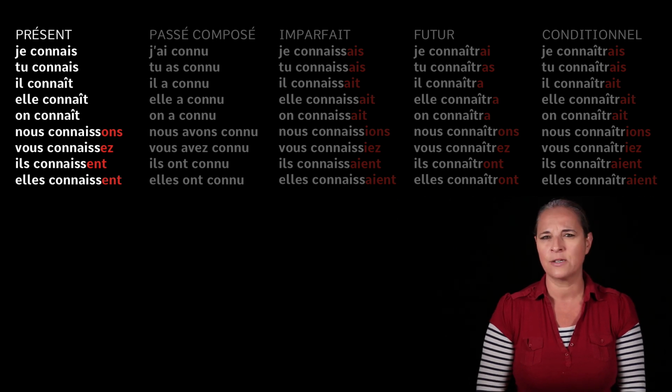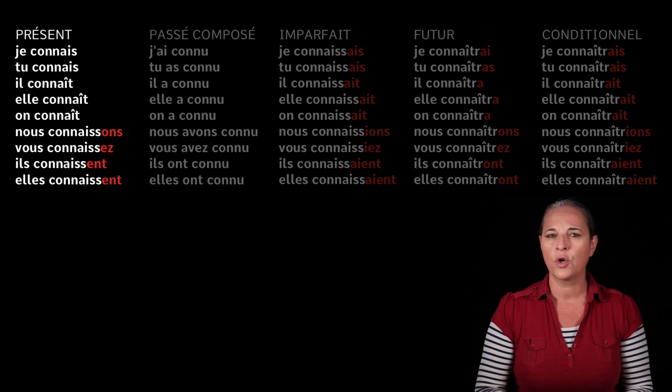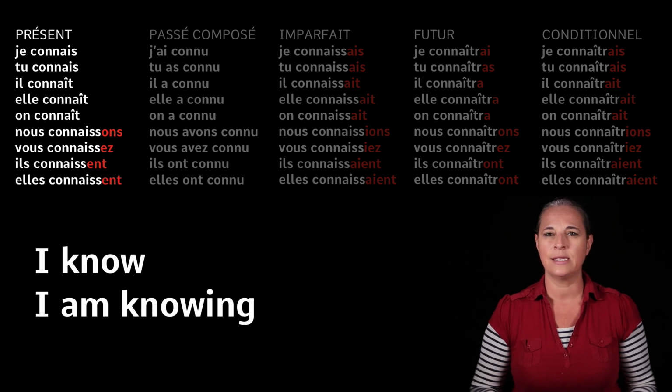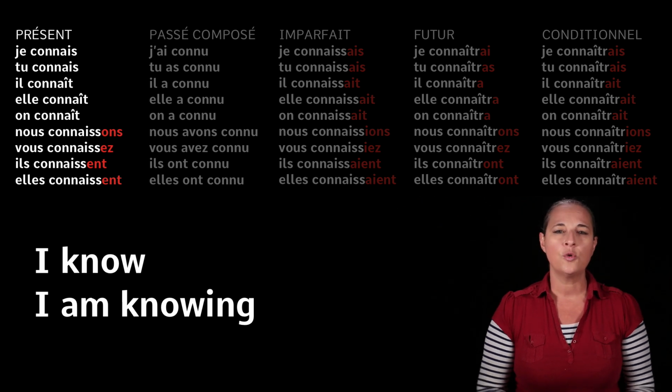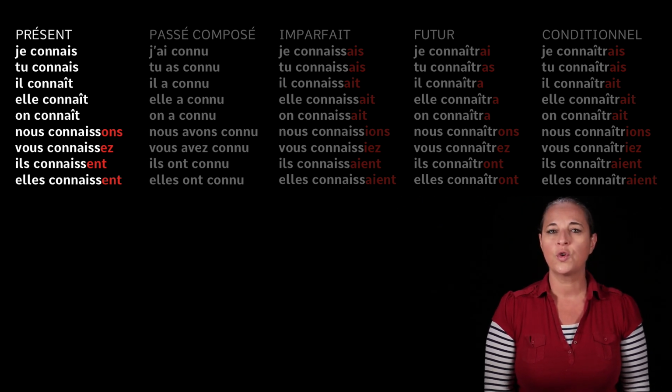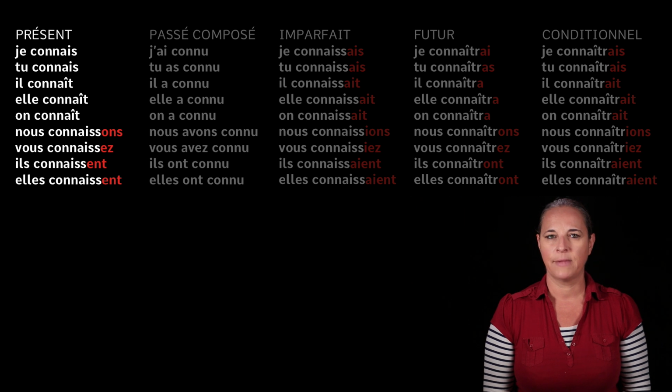In the present tense, connaître is je connais. So what we are trying to say is I know, okay? It's present. I am knowing or I know. Je connais. Tu connais. You know. Il connaît. He knows. Elle connaît. On connaît.